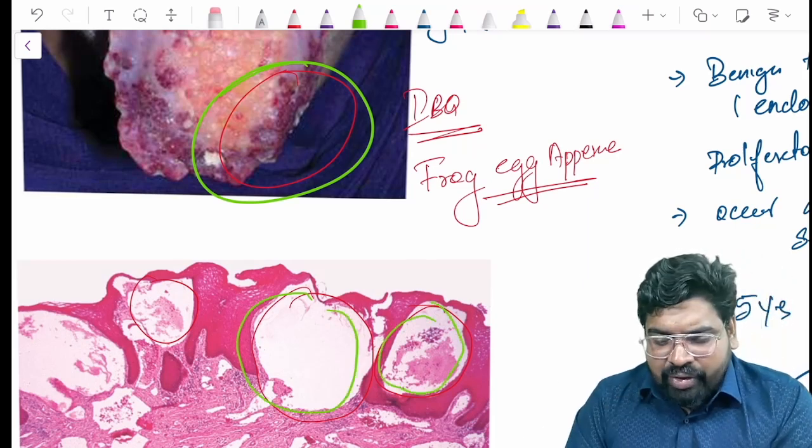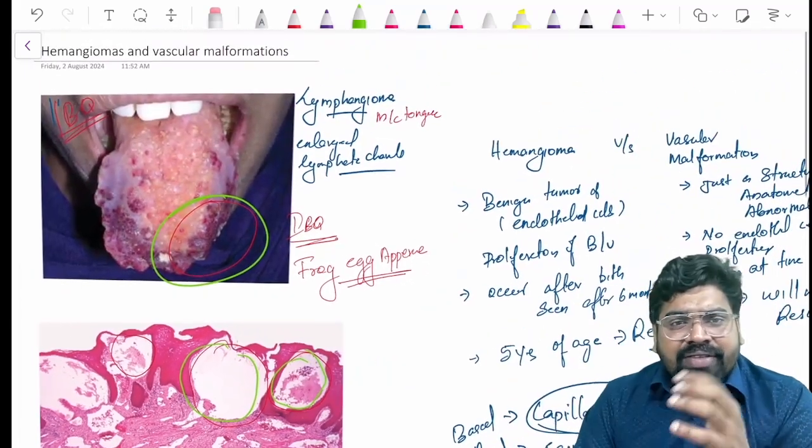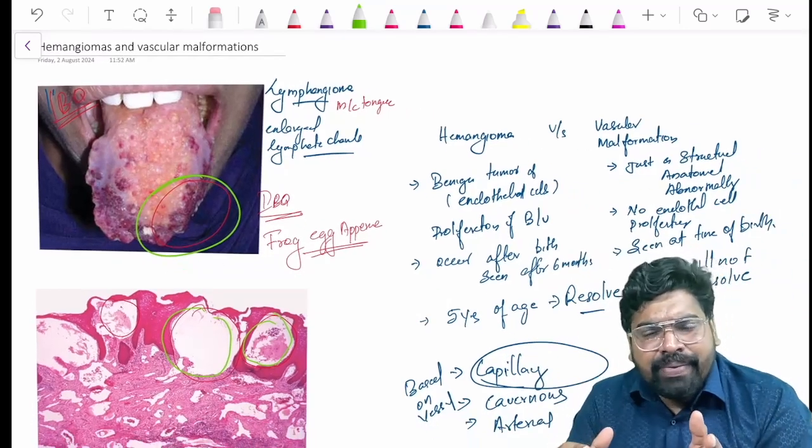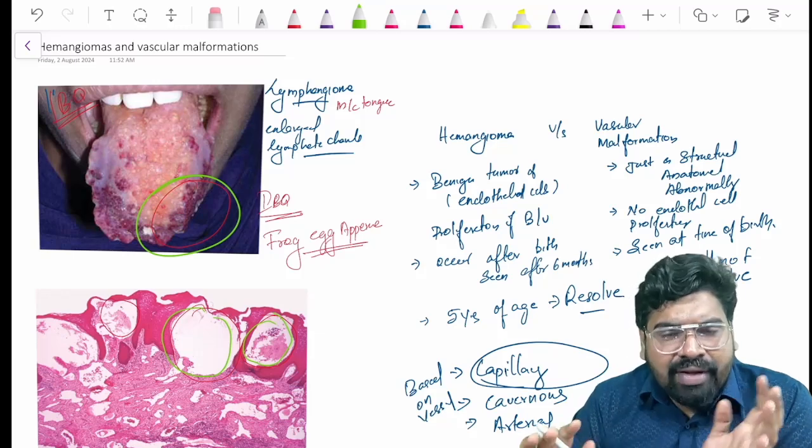So this is about your hemangiomas, lymphangiomas and vascular malformation. I hope you got the concept clear: what is hemangioma, what is lymphangioma and what is vascular malformation.